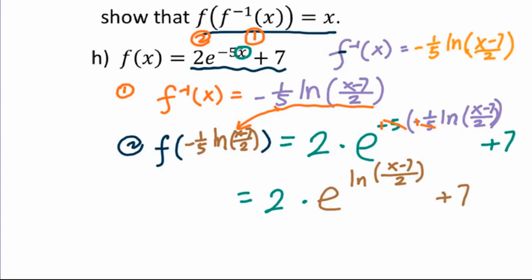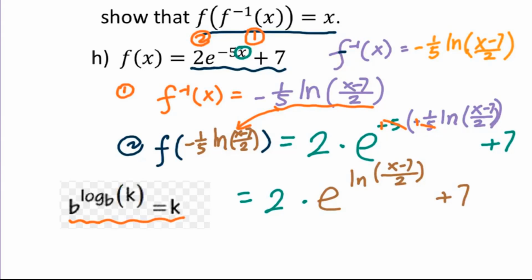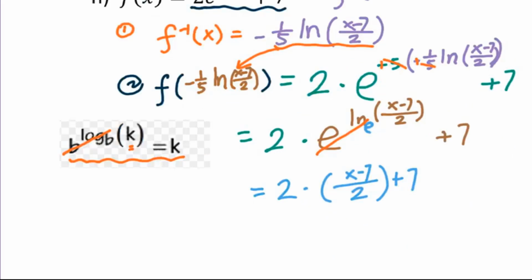Then plus 7. According to the rule of logarithms, if these two bases are equal to each other, we get this. For natural log, the base is e. Therefore, cancel out this one. We got 2 times (x minus 7) over 2 plus 7. Then reduce. We got x minus 7 plus 7. Therefore, it equals x.